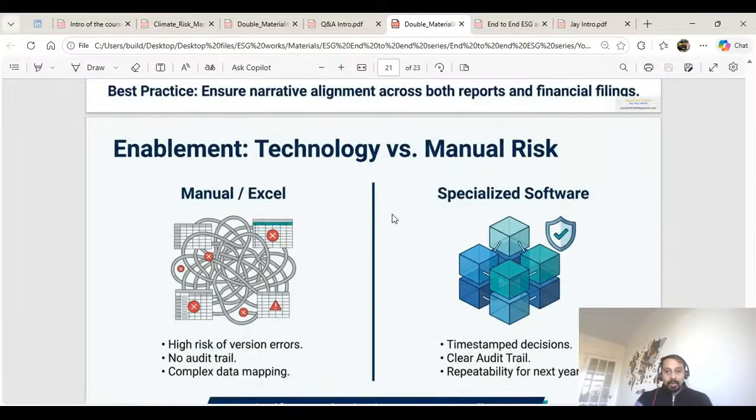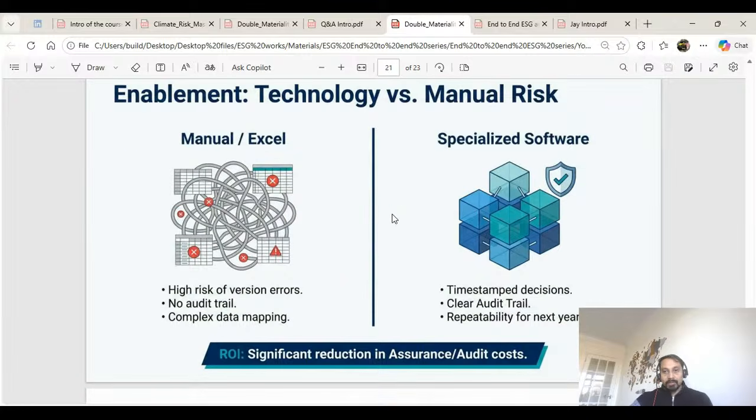And finally, technology versus manual risk. Excel creates version errors. It might be possible, so you have to create good templates first. There is no audit trail for Excel sheets or any documentation. So you have to create good templates first.